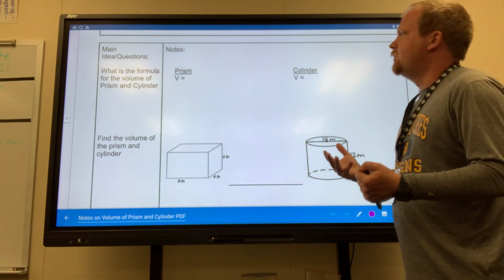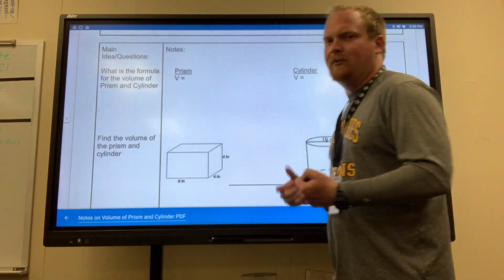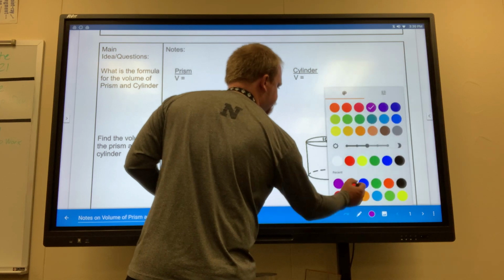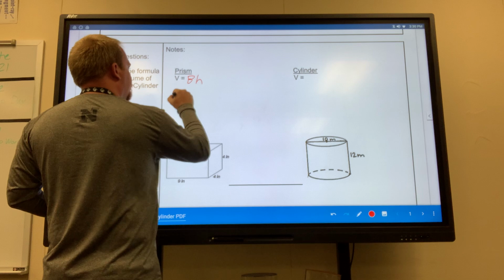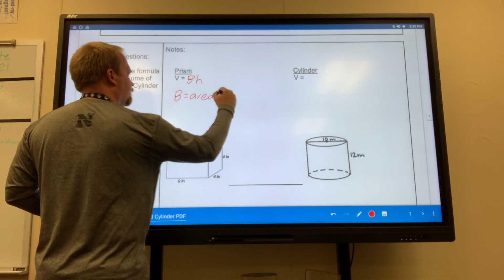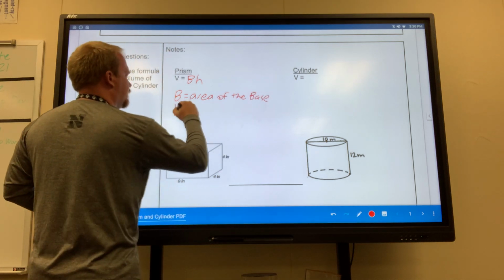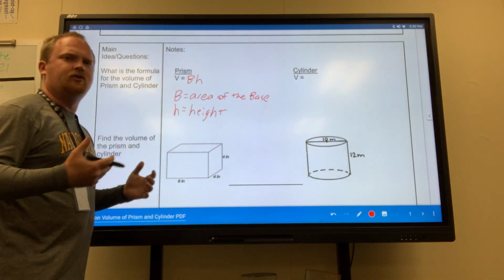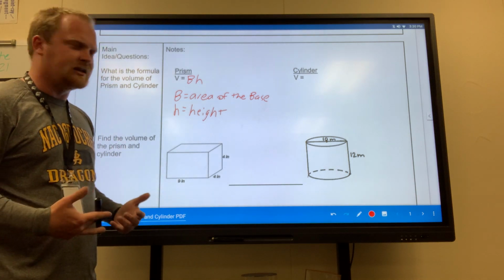So first off, we gotta figure out what the formula is. And the formula for a prism is simply B times H. Now, we know B to be the area of the base, and we know H to be the height, how tall that three-dimensional figure sits or stands. Okay, how high does it stand?